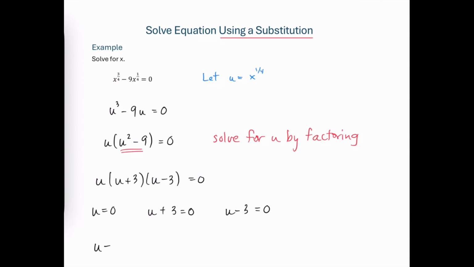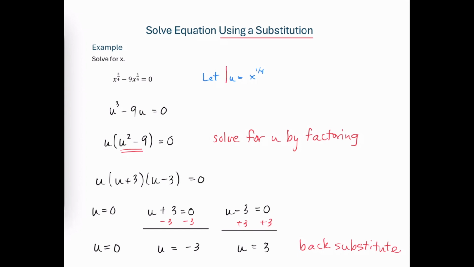This one is still going to be u is equal to 0. When we subtract 3 from both sides here, we get u is equal to negative 3. Adding 3 to both sides here gives us u is equal to positive 3. And now it's time to back substitute to return to the variable that we originally started with, which is x. Just like what we did with equations in quadratic form, we're going to use the original substitution in order to get from u back to x.